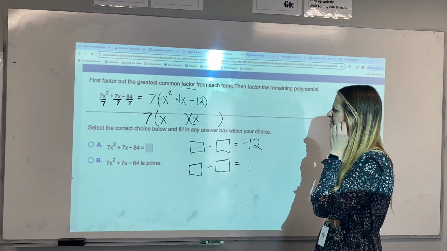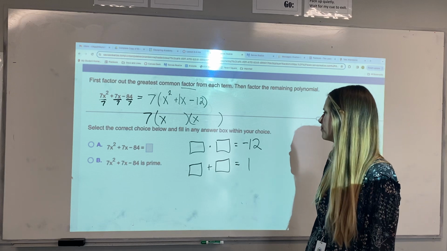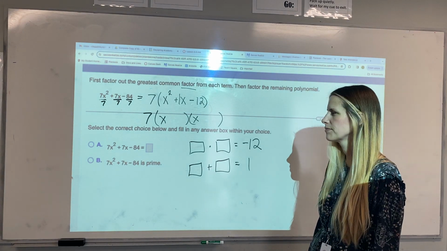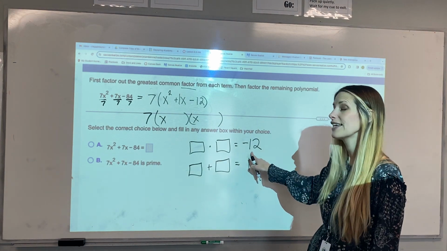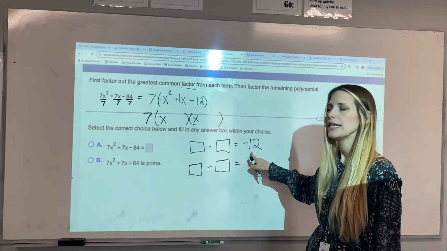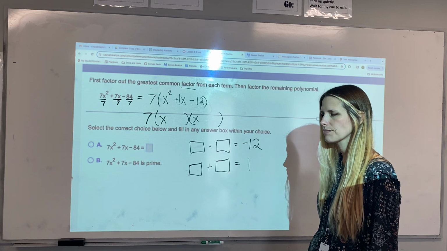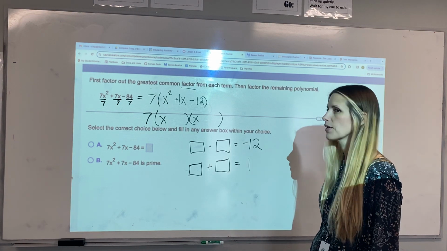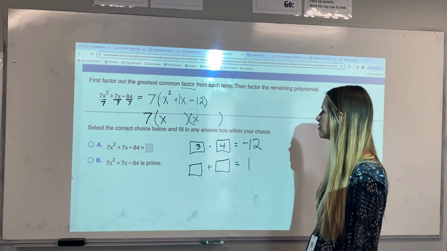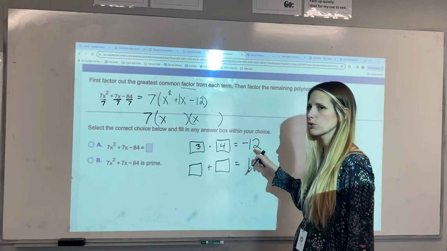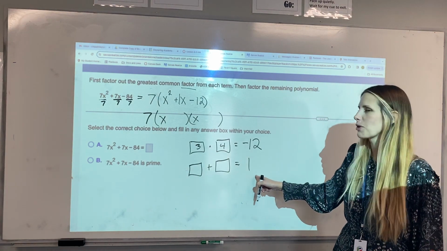Because our product is negative, one of the numbers has to be negative. 6 and 2. Okay, how can 6 and 2 get me a positive 1? 3 and 4. 3 times 4 is 12. Which number has to be negative? Either one of them can be negative to get a negative 12 product. Which one has to be negative to get a positive 1? The lower one, very good, the 3.